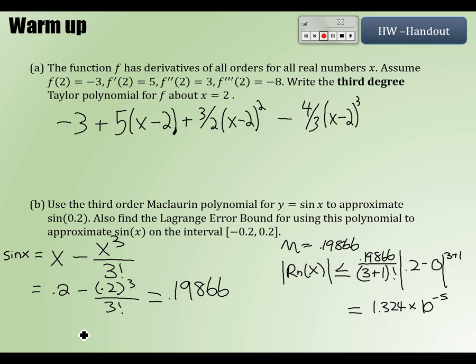I think we can agree. Can we agree on that first one? 4/3. Yeah, all right. Okay. Everyone okay with that? Make sure it's centered at 2. All right, now the second one.